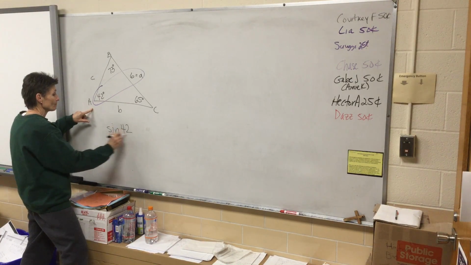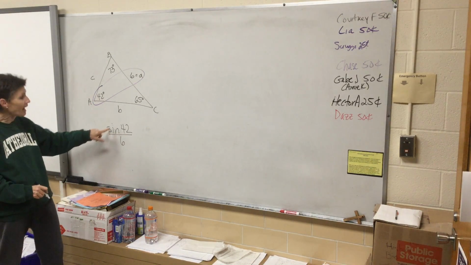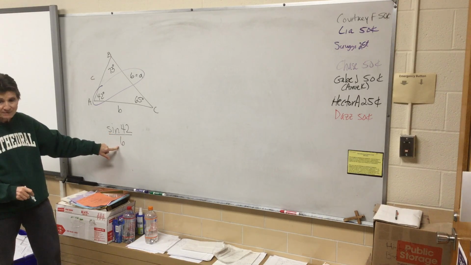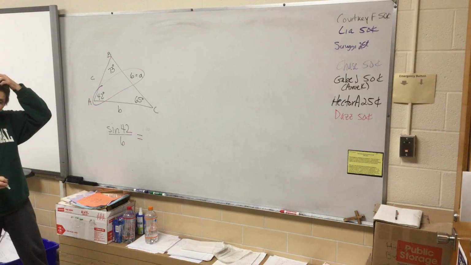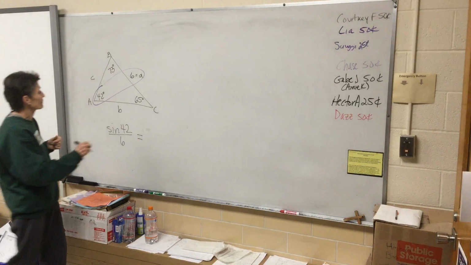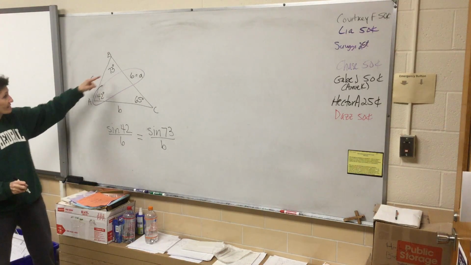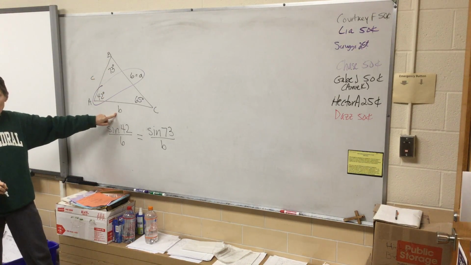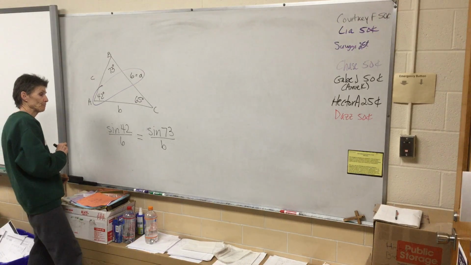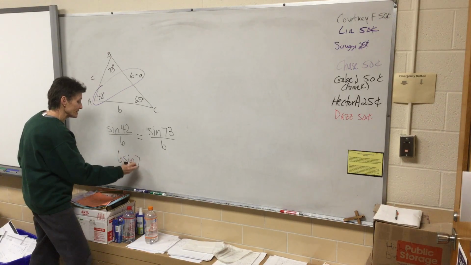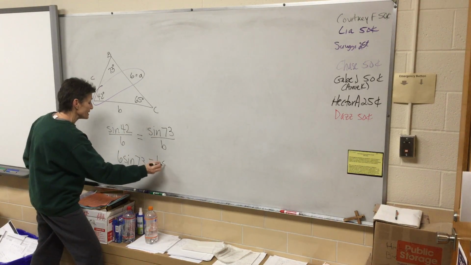Sine angle over side. So remember, it's not 42 over 6, it's sine 42 over 6. The law of sines. So we start with sine 42 over 6, and now what do you want to set that equal to? Sine 73 over x. I'm going to go ahead and say B, just so I don't get confused. But yes, it's sine 73 over side B. Perfect. Now what do we do? Cross multiply. So 6 sine 73 equals B sine 42.